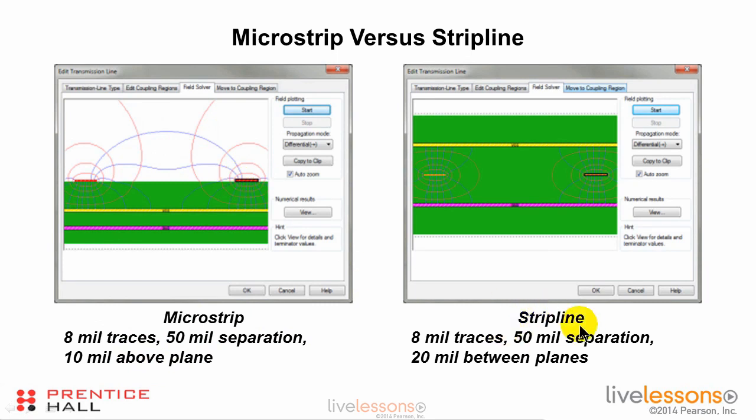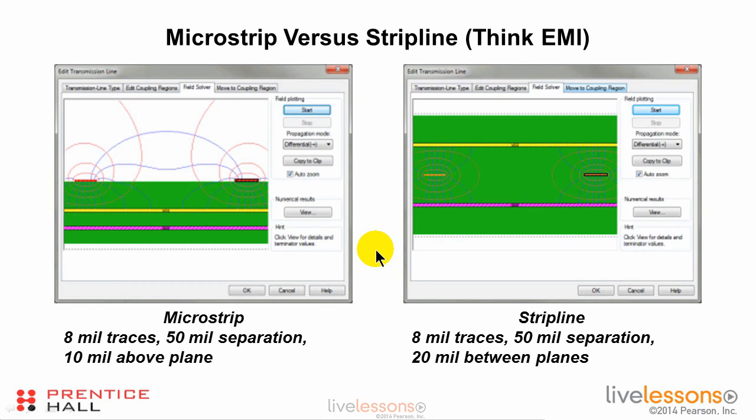In a strip line configuration, we have the same thing. 8 mil traces, 50 mil separation, 20 mil between the planes, and so 10 mils on each side of the trace to the plane. And look what happens to the electromagnetic field in this situation. It's completely contained between the planes in the strip line environment. There's no electromagnetic radiation that is getting out to the outside world. Here, there's a little bit of radiation getting out to the outside world.